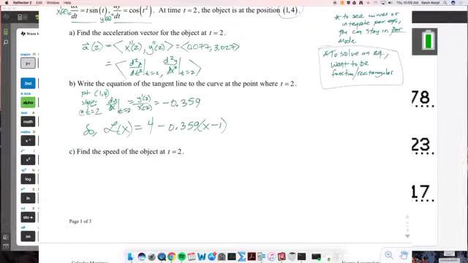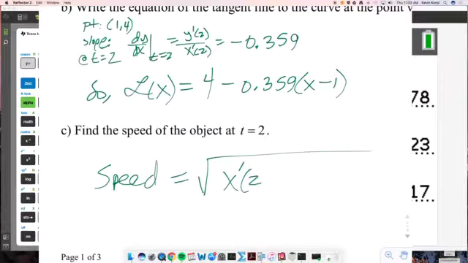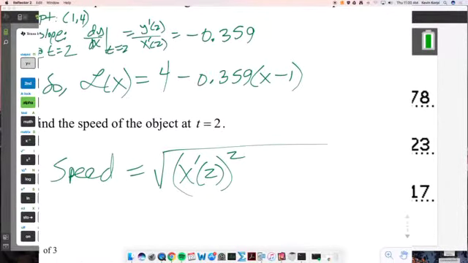All right, part C, find the speed of the object at 2. How do we find speed? Is it a vector or a single quantity? Single quantity, right? That's the Pythagorean theorem. So the speed is going to be the hypotenuse length. So it's the square root of x prime of 2 squared plus y prime of 2 squared.